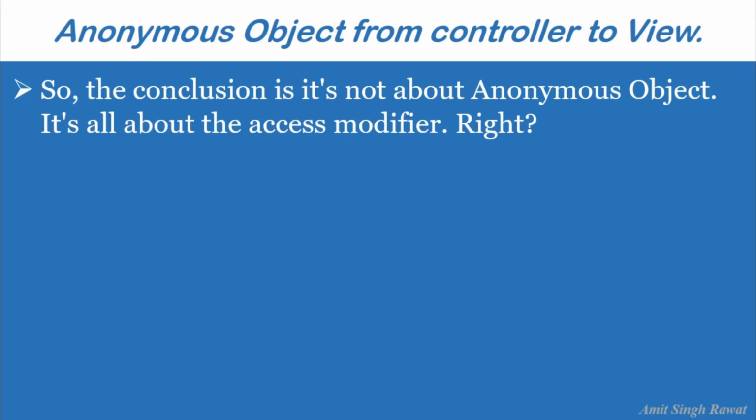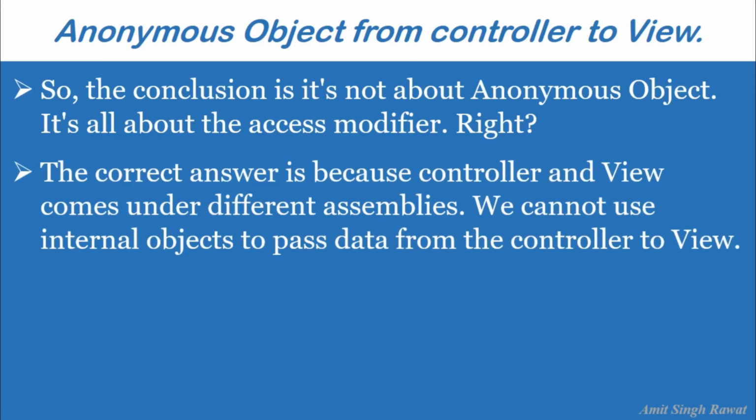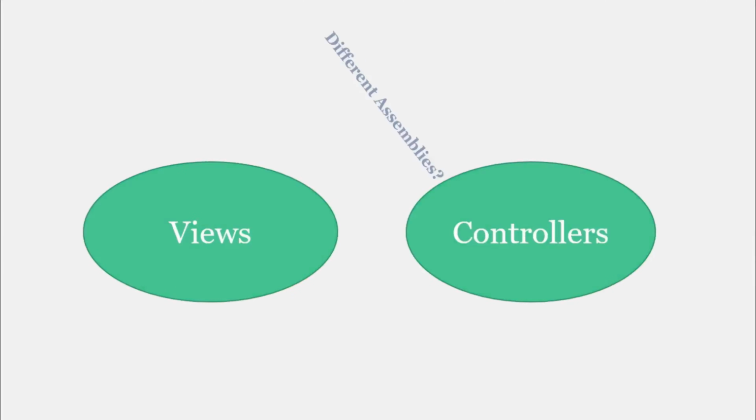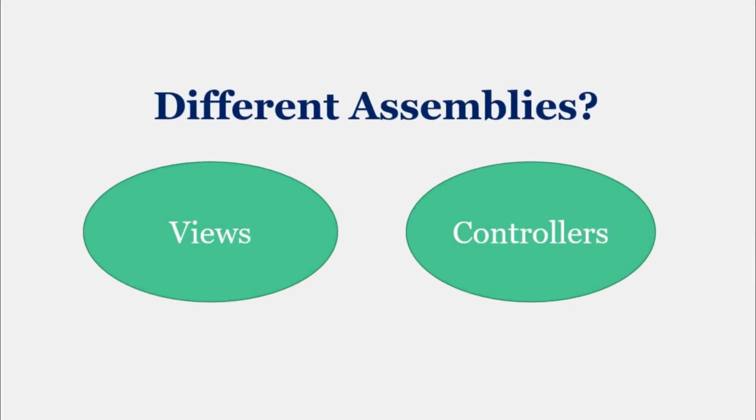The correct answer is because the controller and view come under different assemblies. We cannot use an internal object to pass data from one assembly to another with the internal access modifier. It means from controller to view, right? But wait, controller and view come under different assemblies. Are you sure?